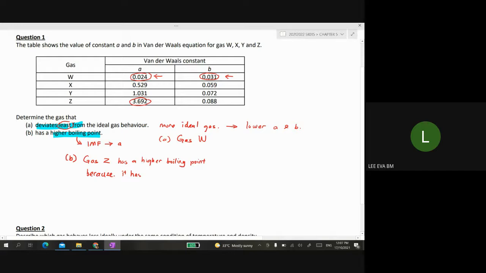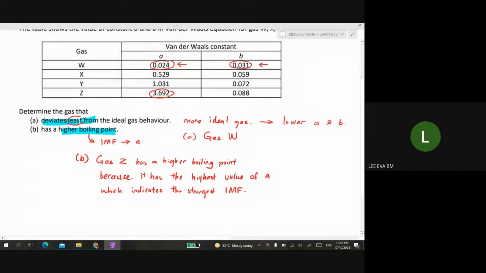Because stronger intermolecular forces are indicated by a higher value of A, we can write over here: it has the highest value of A among the four gases, which indicates, as you said just now, the strongest intermolecular forces. Okay. Of course, you can write in your own sentence, but you need to hit the key points. Higher value of A, stronger intermolecular forces.